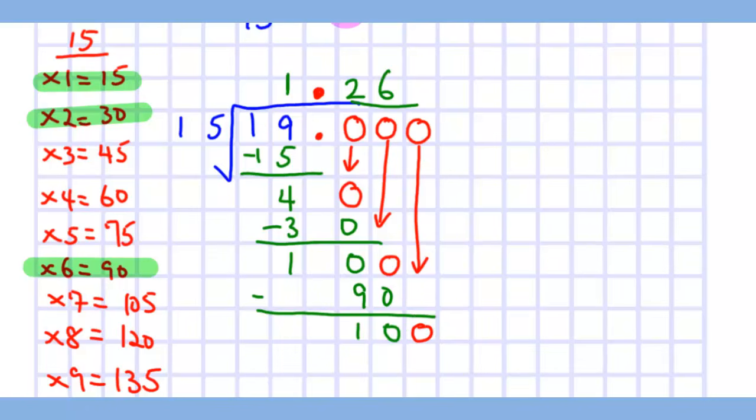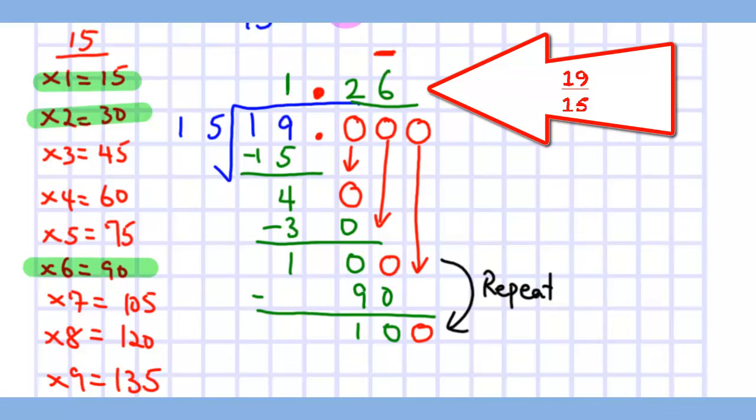And good news, we have a repeating pattern again. So our repeating number will be the last one as well, which is the 6. So you put the repeating line on top of the 6, and that brings us 19/15 equals 1.26 repeated.